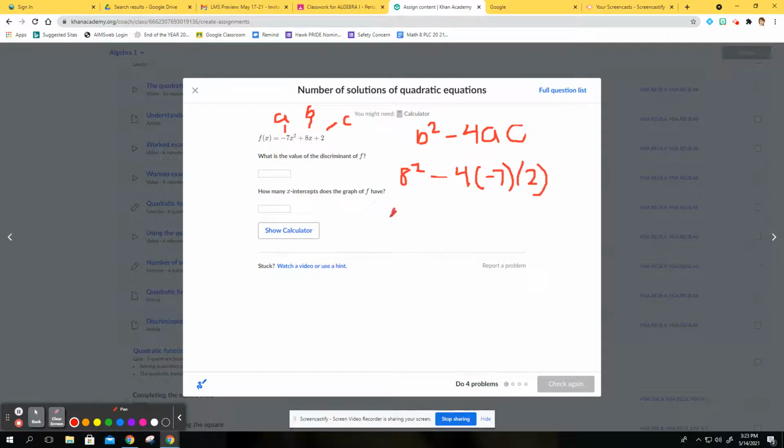So 8 squared is 64. -4 times -7 is positive 28. Positive 28 times 2 is 56. So 64 plus 56 is 120. So the value of the discriminant is 120. And that means that we have two x-intercepts because our discriminant is positive.